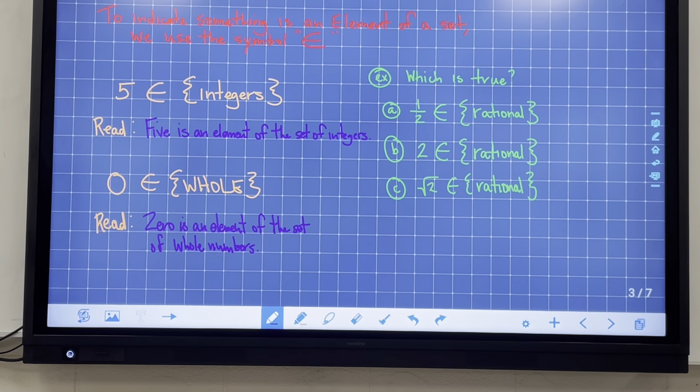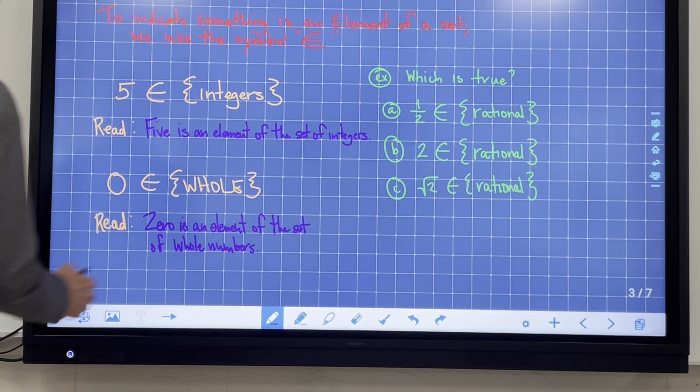C, √2 is an element of the set of rational numbers. Hopefully we realize that √2 is irrational. The square root of any non-perfect square is going to be an irrational number. So C is not true, A and B are.